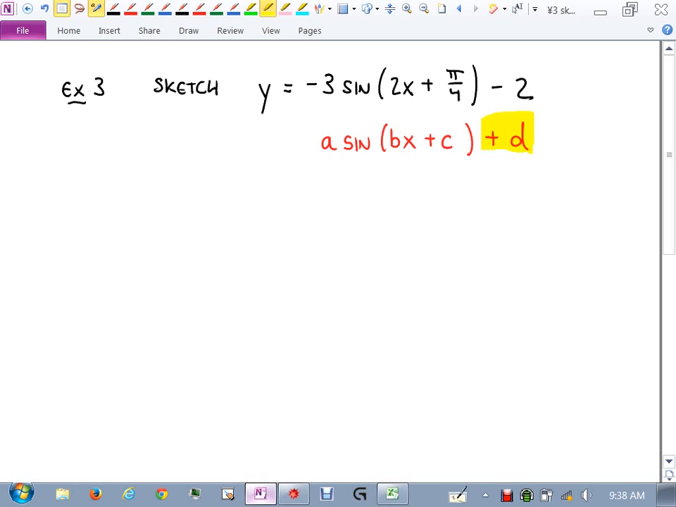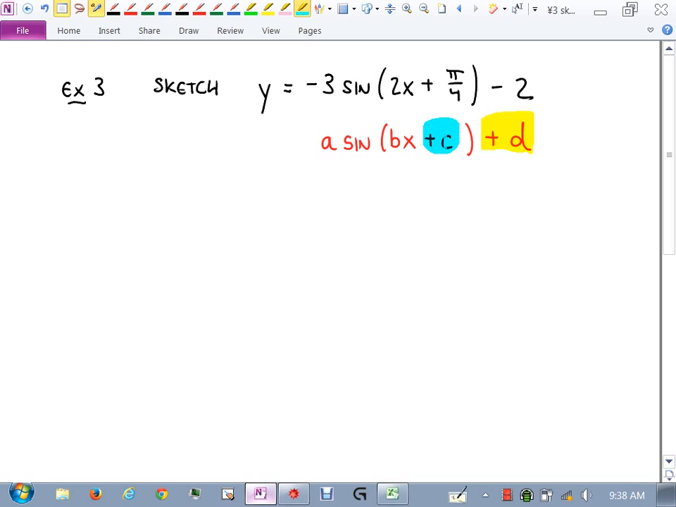Now with the phase shift, the left and right shift, that phase shift is controlled by c, isn't it? That left-right shift is controlled by c. And since c is in my argument, that has an effect when I set the argument equal to 0 and 2 pi. If I change c, it changes the problem, doesn't it? But by changing d, that only moves your graph up and down, right?